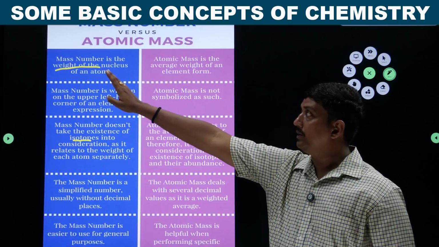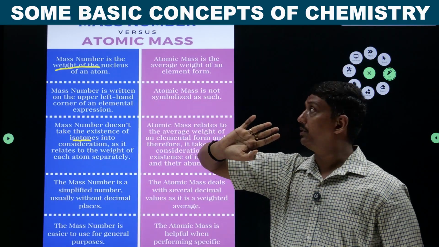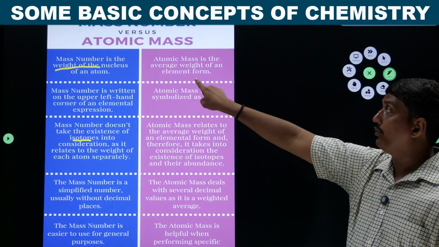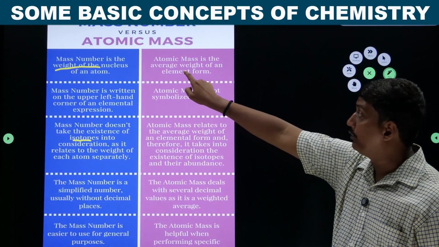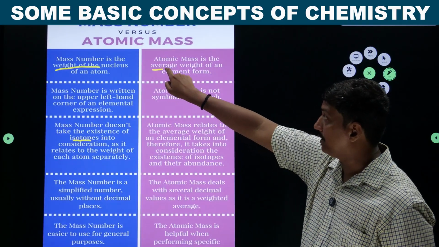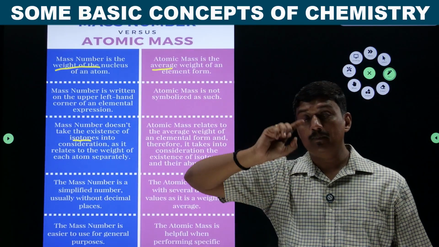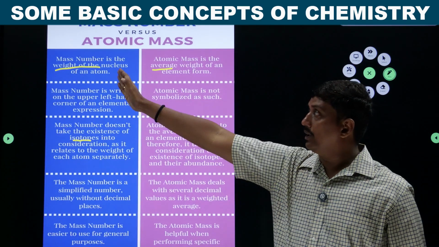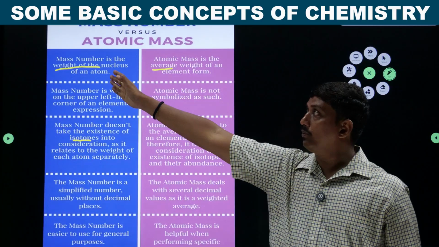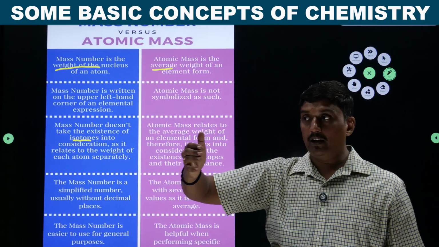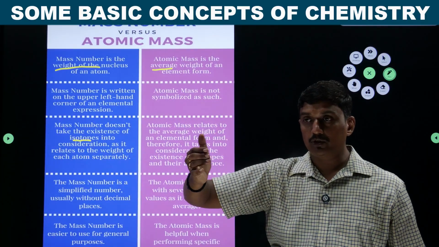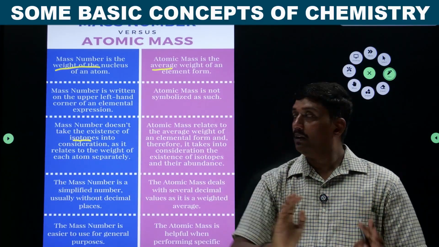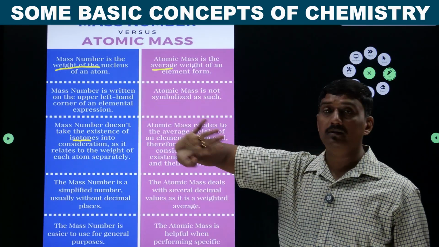Mass number is the weight of the nucleus of an atom. Atomic mass is the average weight of an element form. The word average we are using. Whenever the average is there, we should consider its isotopic form. If we are not considering its isotopic form, we are taking an atom, and how many protons are there, how many neutrons are there, we are adding up and giving a number. It's a simple number, that's called a mass number.